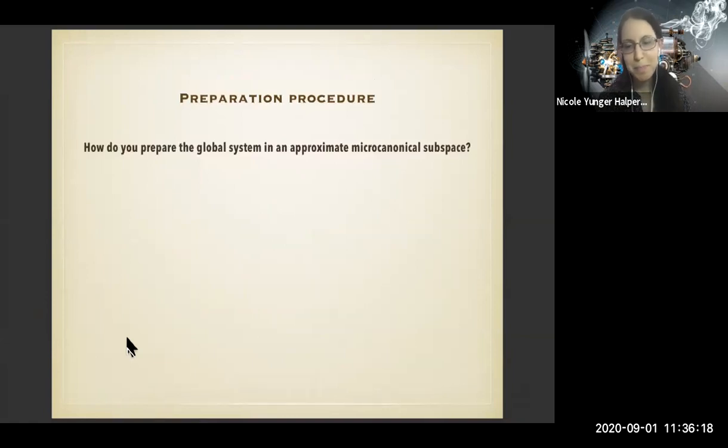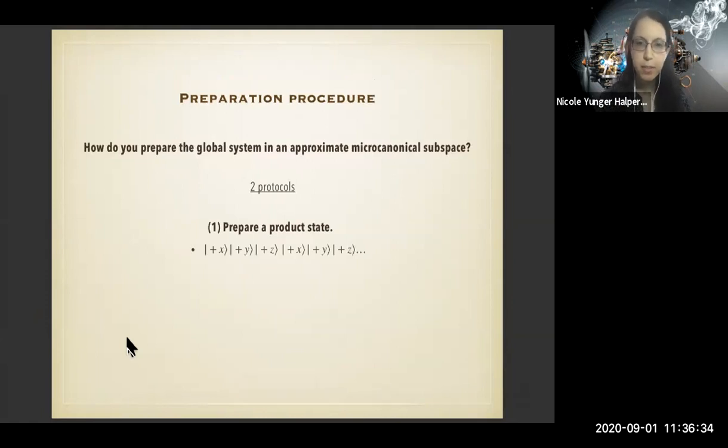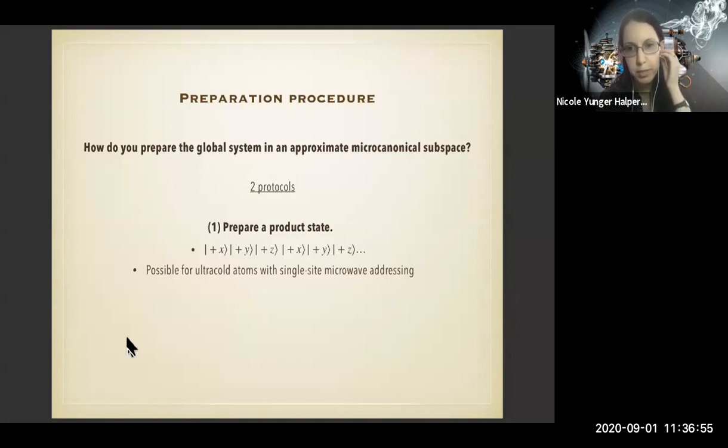So that might be all very well and good, but how do you actually prepare some physical system in an approximate microcanonical subspace beyond the level of definitions? We came up with two protocols. One involves preparing a product state. For example, in our qubit system, you could prepare one state pointing along the plus x direction, then one pointing along the plus y direction, then one pointing along the plus z direction, and you can repeat this pattern. This protocol is quite feasible for ultra-cold atoms with single-site microwave addressing.